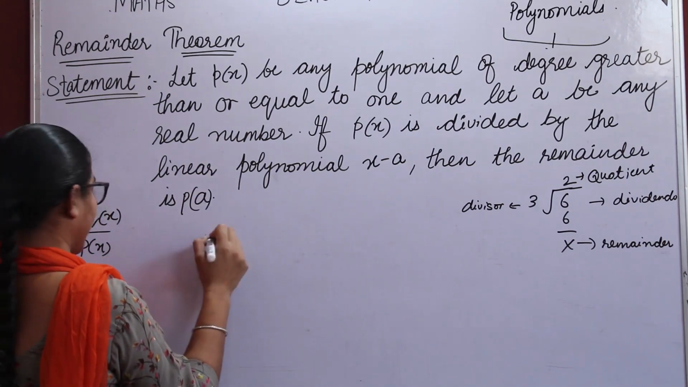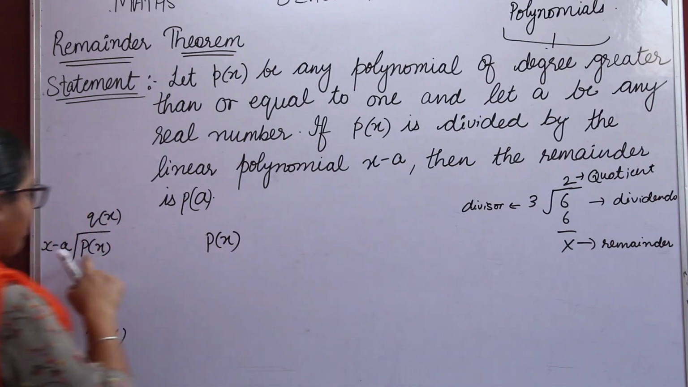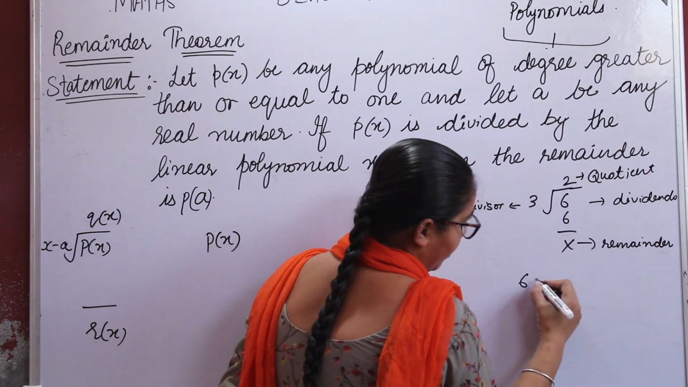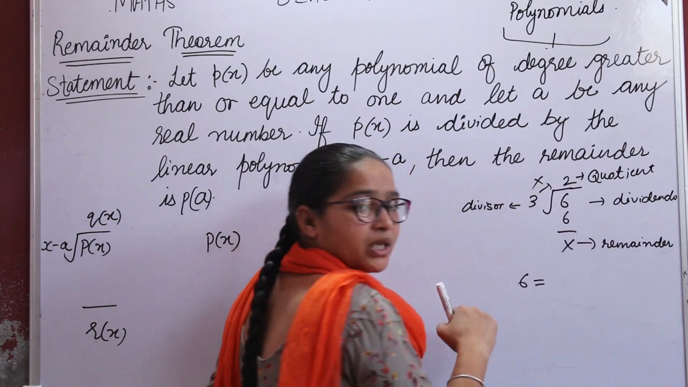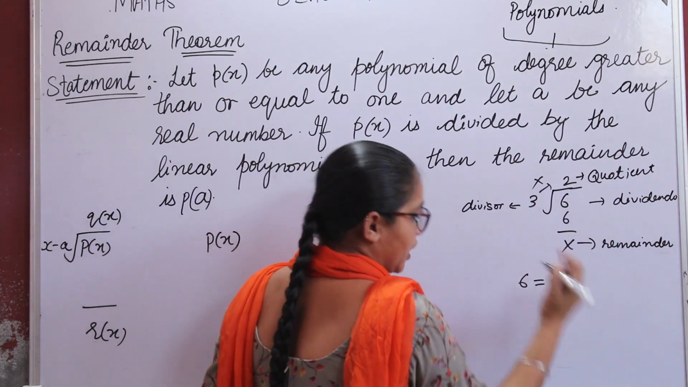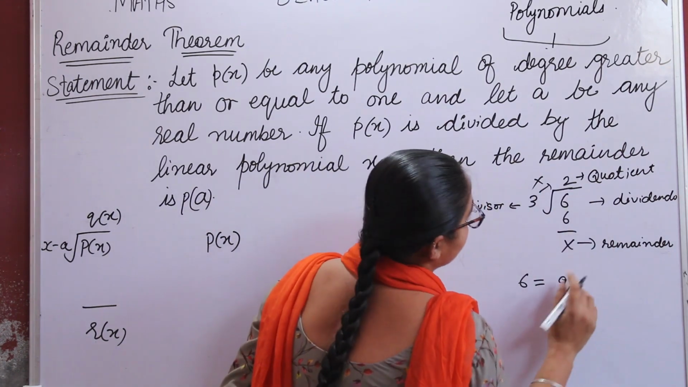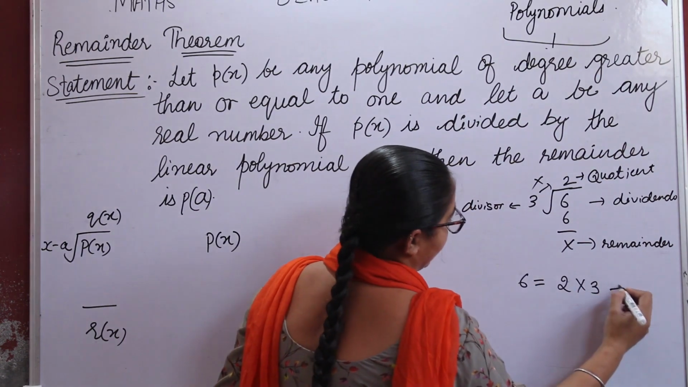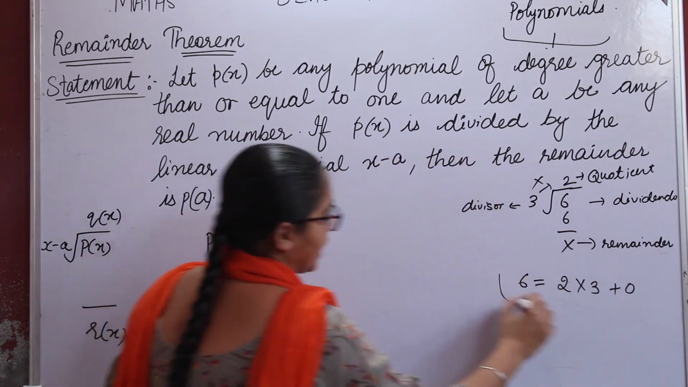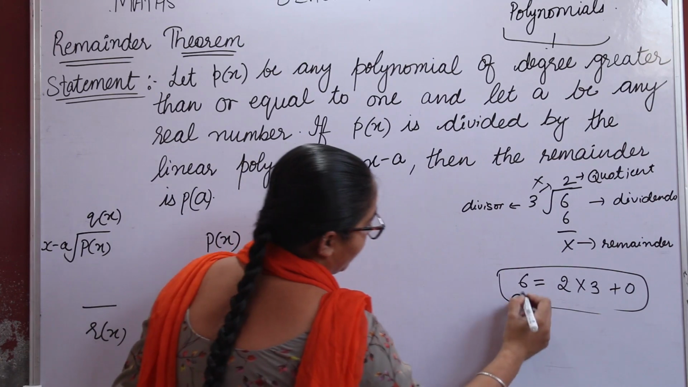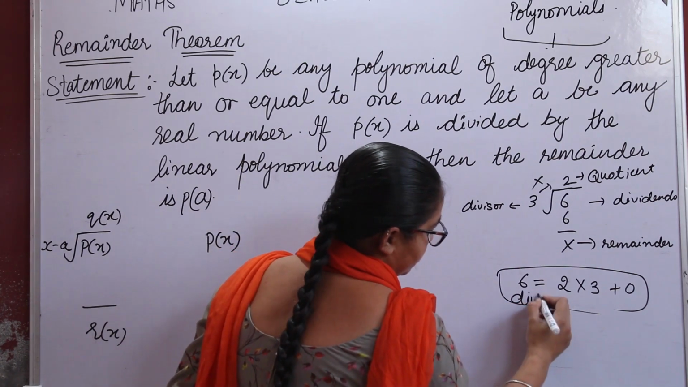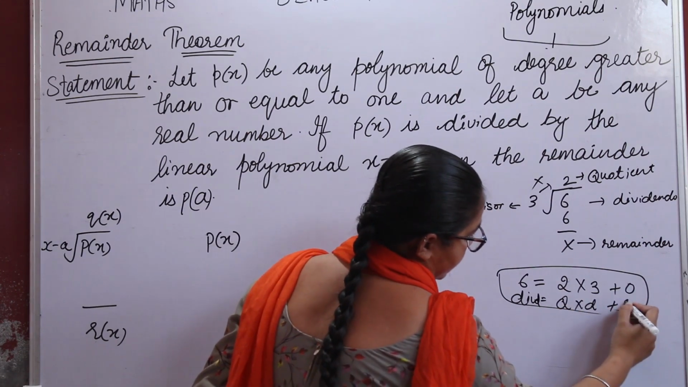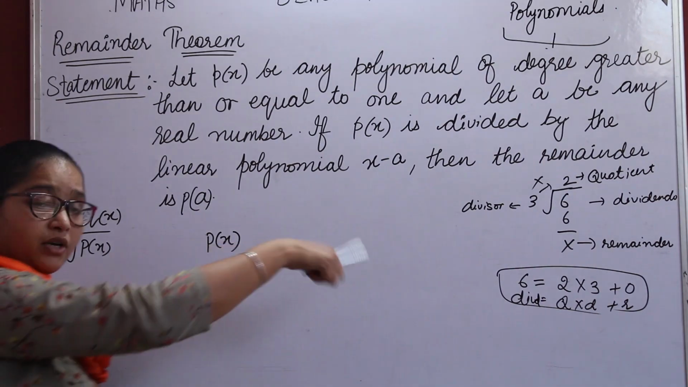So now I am writing over here what my p(x) is. First of all, write dividend equals to, we have to multiply always these two. We have to multiply our quotient with divisor. So what is the quotient? Quotient is 2. 2 multiply 3 plus remainder 0. We are always writing like this. Means dividend equals quotient into divisor plus remainder. Always in division, we write like this.